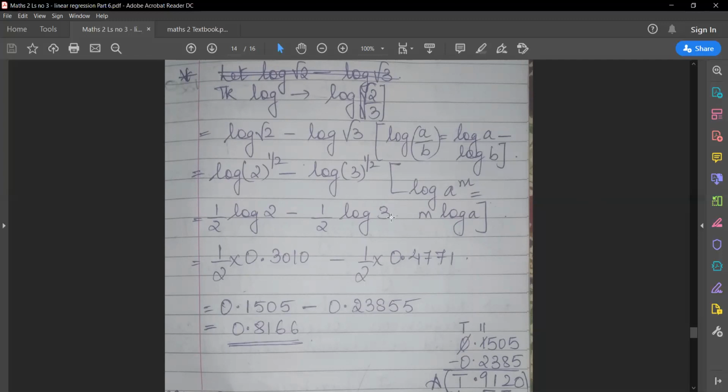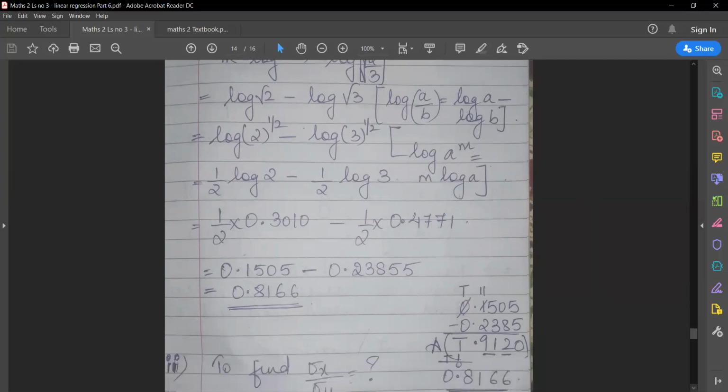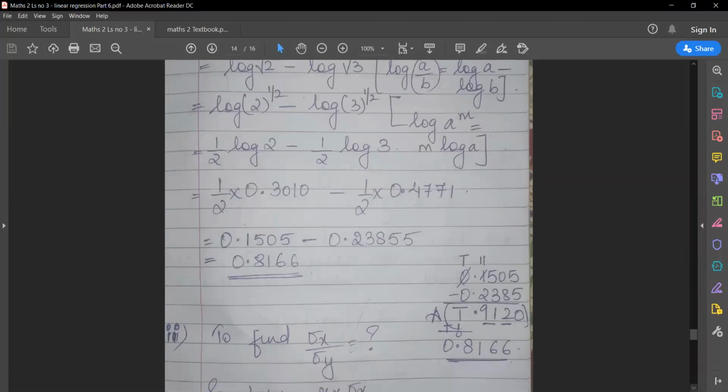Similarly, you will see 30 under column 0 in logarithms. You will see 4771. Then you can cancel it by 2. On dividing it by 2, I got 0.1505. And this side 0.23855. So in logarithm, the first 4 digits are enough. So on cancelling, as you can see, I have subtracted on the right side. 0.1505 minus 0.2385. So on subtracting, class, you get the number like this.